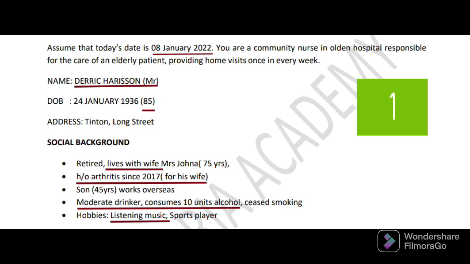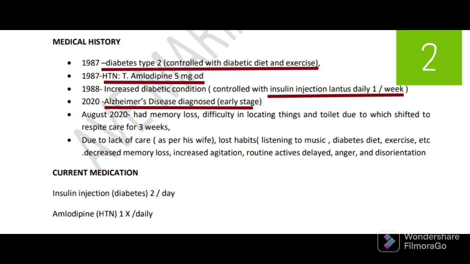And then in this case, actually, there is importance for listening to music. So listening to music, that one is important. That's all regarding the social paragraph. We will move to the medical history. They have given many disease conditions.